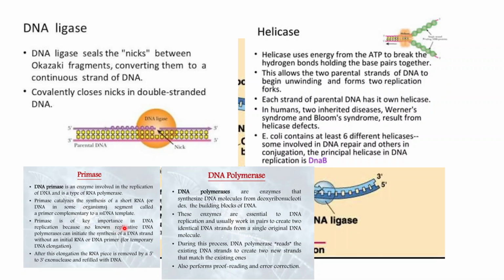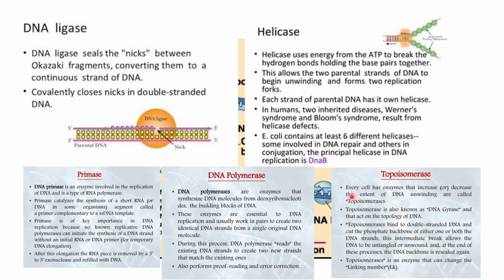The primase is of key importance in DNA replication because no known replicative DNA polymerase can initiate the synthesis of a DNA strand without an initial RNA-DNA primer for complementary DNA elongation. After this elongation, the RNA piece is removed by a 5 prime to 3 prime exonuclease and refilled by DNA.